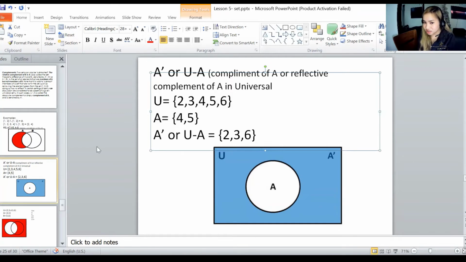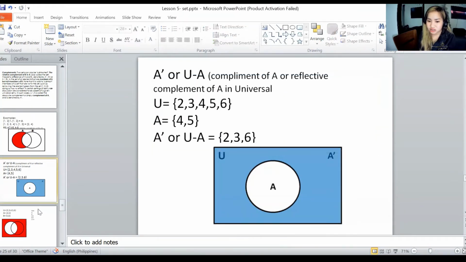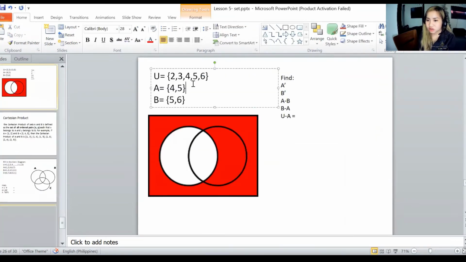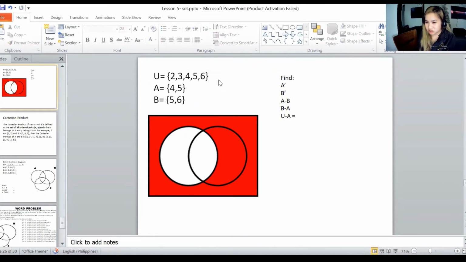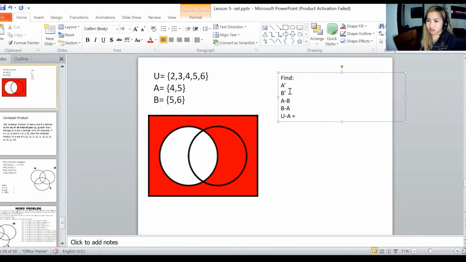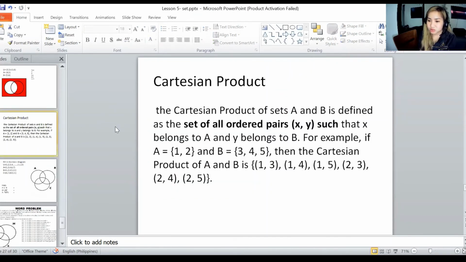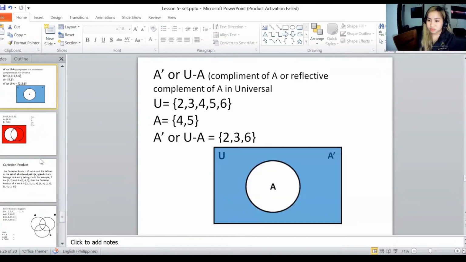And that is complement. Another example para mas clear. For the universal, we have 2, 3, 4, 5, 6. For the set A, we have 4, 5. Set B, 5, 6. So, sabi dyan, find. Anong basa dyan? Ang basa po dyan is complement of A or relative complement of A in universal.